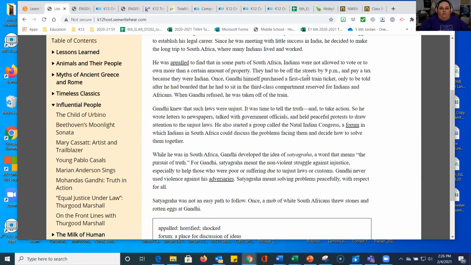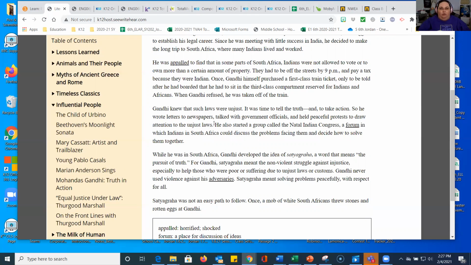They had to be off the streets by 9 p.m. and pay a tax because they were Indians. Once Gandhi himself purchased a first-class train ticket, only to be told after he had boarded that he had to sit in the third-class compartment reserved for Indians and Africans. When Gandhi refused, he was taken off the train. Gandhi knew that such laws were unjust. It was time to tell the truth and to take action.